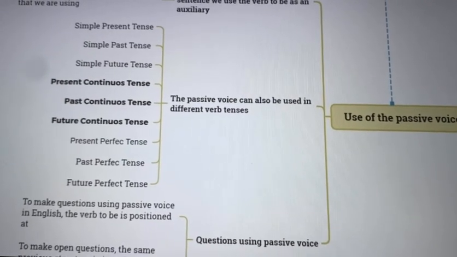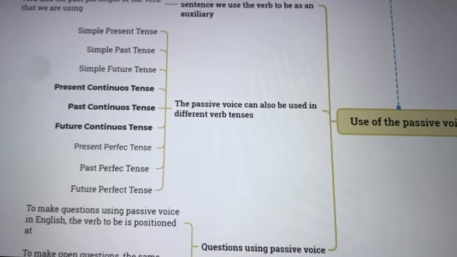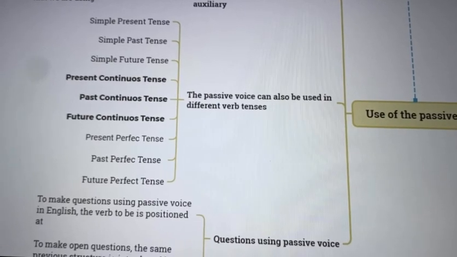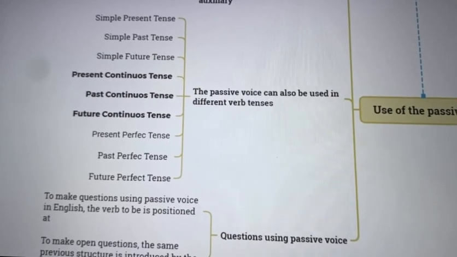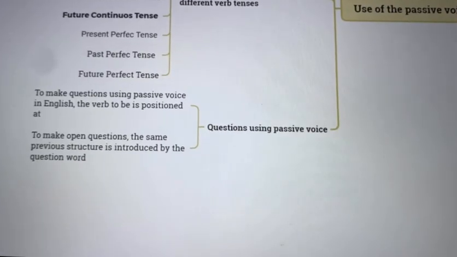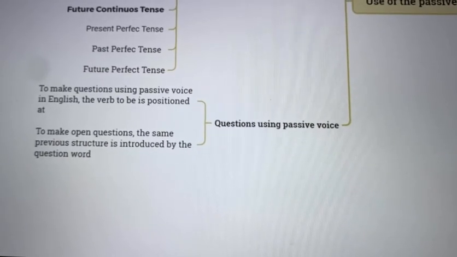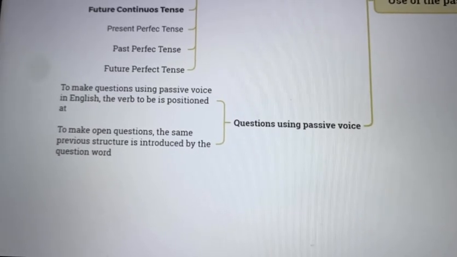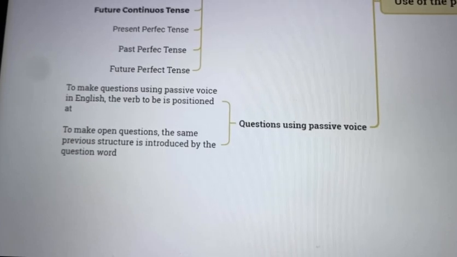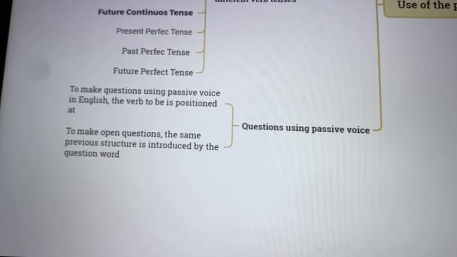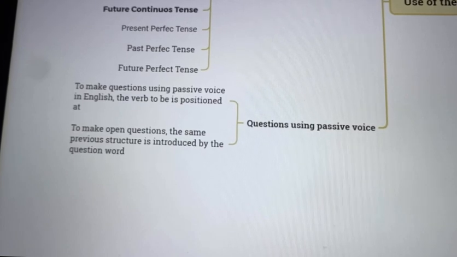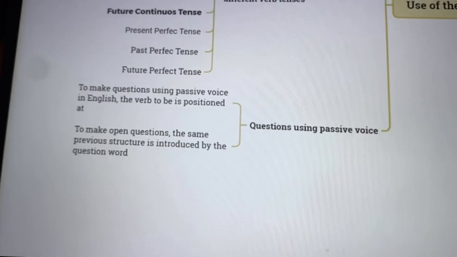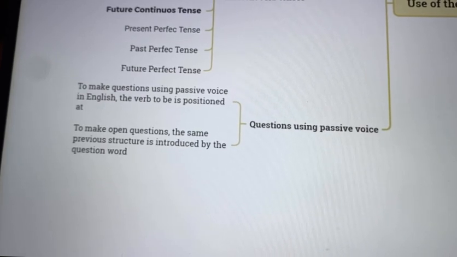We also have present continuous tense, past continuous tense, future continuous tense, and present perfect tense, past perfect tense, and future perfect tense. In Unit 1, we also have questions using passive voice. To make a question using passive voice in English, the verb to be is positioned first. To make an open question, the same previous structure is introduced with the question word.